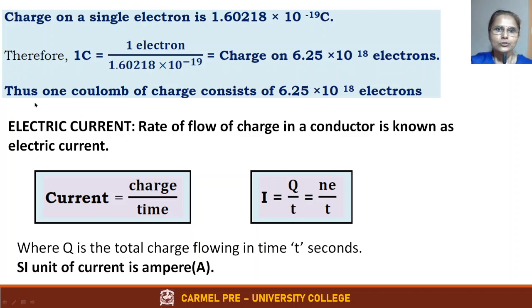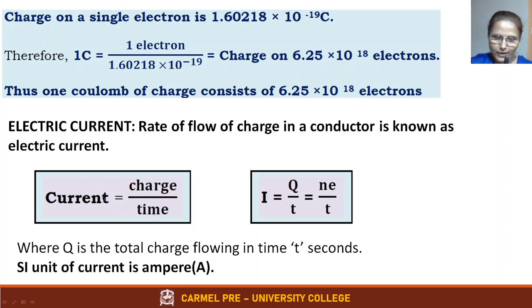Okay. So, next we will define what is electric current. We are defining few terminologies before even starting off with electronics, pure electronics. So, all these terminologies are important. What is electric current? Rate of flow of charge in a conductor is known as electric current. So, current is defined as charge divided by time. Rate of flow of charge. Charge by time is current.